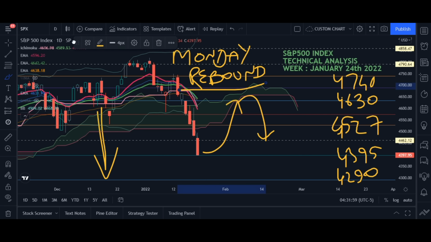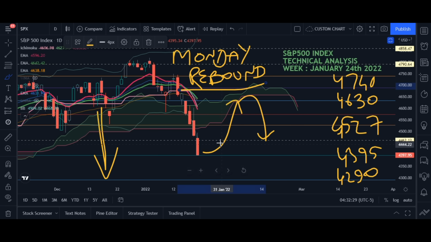So it is clear that on Monday the market is going to rebound, because the market has already overshot the technicals. This is the reason why it is going to rebound, as simple as that. There is not just one technical indicator but three, and the market has already overshot these three technical indicators. So in order to cover that part, the market is going to rebound on Monday.